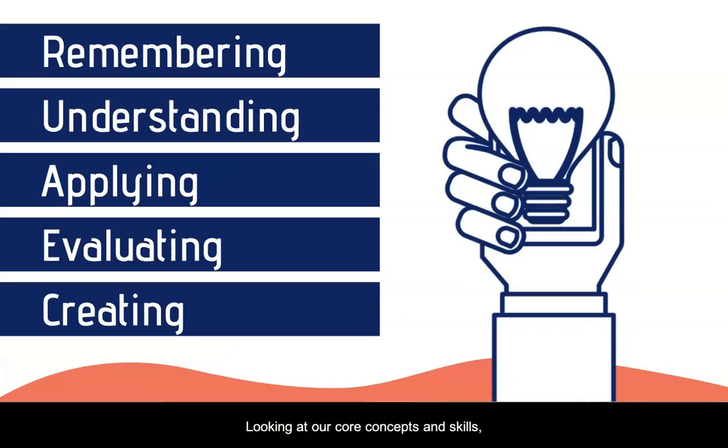Looking at our core concepts and skills, we need to start thinking about how to express them. To start, we're going to think about the learning that we want to happen around these core concepts and skills. To help us, we'll take a look at Bloom's taxonomy for learning. Bloom's taxonomy for learning helps to categorize different types of learning and breaks down the learning process into identifiable actions.